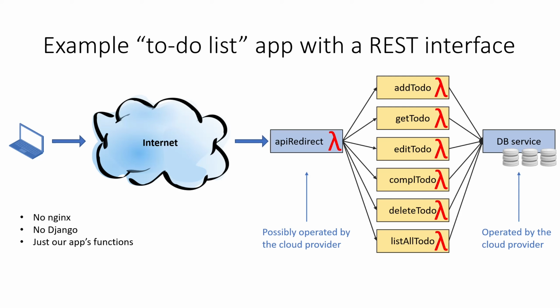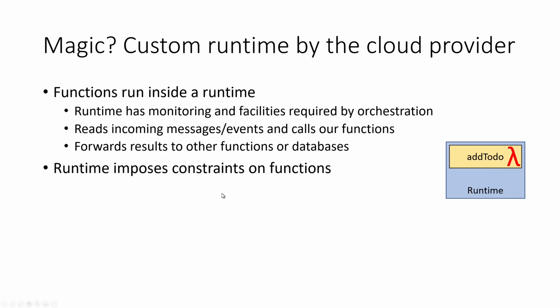All right, but how does this work? It's not magic. One important thing that's behind serverless computing is a runtime that's managed by the cloud provider. The runtime is in charge of running our function. It calls a function whenever it receives an event. The runtime has monitoring and facilities required for orchestration, so scaling in and scaling out is all built into the runtime. The runtime reads messages and events or calls to our functions, and it forwards the calls to our functions. And when our functions return, the runtime takes the return value of a function and sends it to the database or sends it back to the client. So the runtime takes care of gluing our function with the rest of the world.